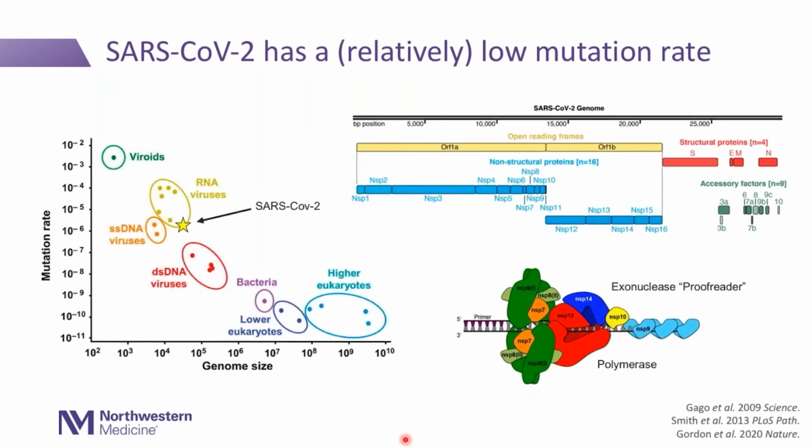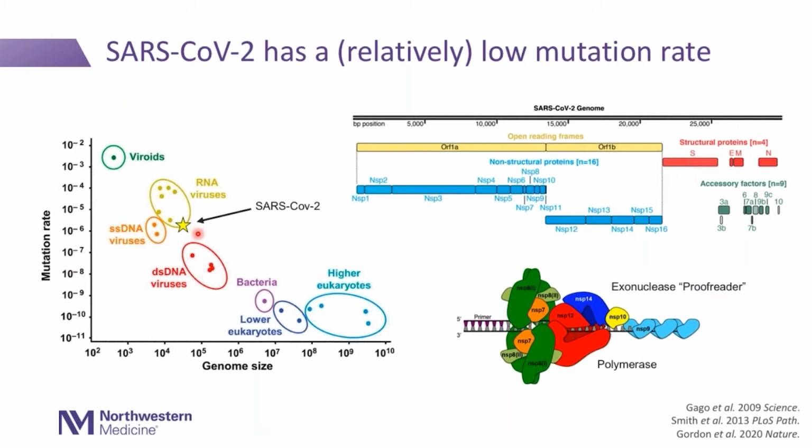Now, luckily for us, SARS-CoV-2 has a much lower mutation rate than viruses like HIV or influenza. If we refer to our chart earlier comparing genome size and mutation rate, SARS-CoV-2 actually falls on the extreme low end for mutation rates of RNA viruses.